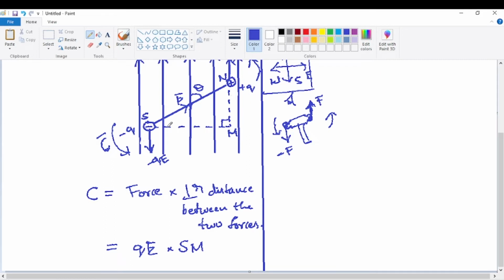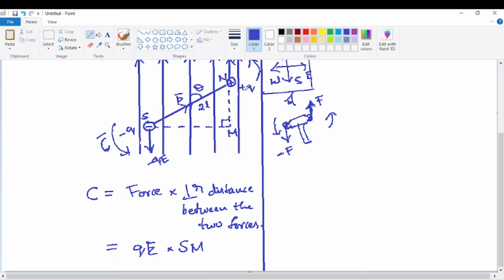So next, SM can be expressed in terms of known lengths here. SM we are getting from construction. It's the perpendicular distance between the lines of action of the forces. This can be expressed in terms of a standard length in the diagram. So what is the standard length here? Length of the dipole. So this total length of the dipole SN is nothing but 2L. We have already seen the length of the dipole. So in terms of 2L this can be expressed provided any one angle is known here.